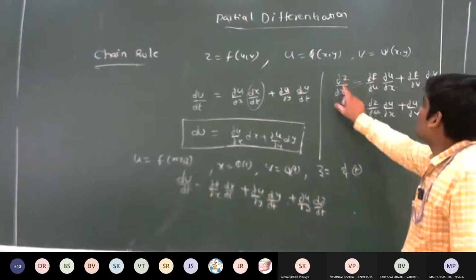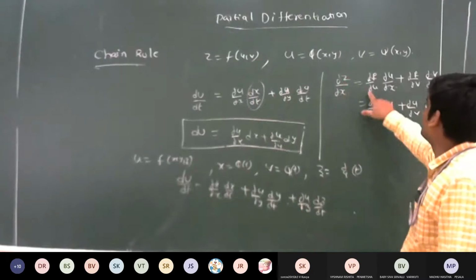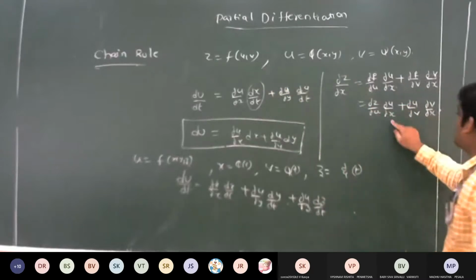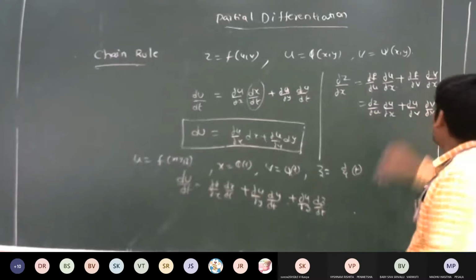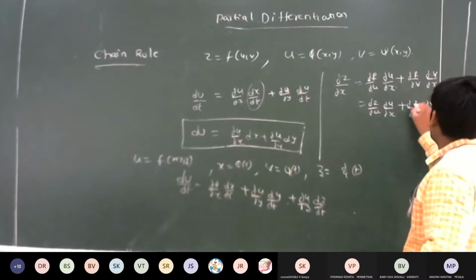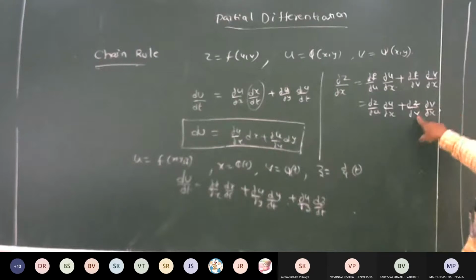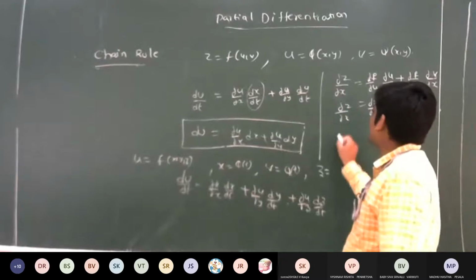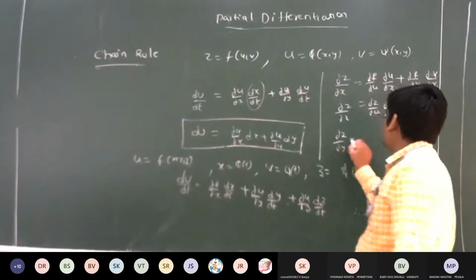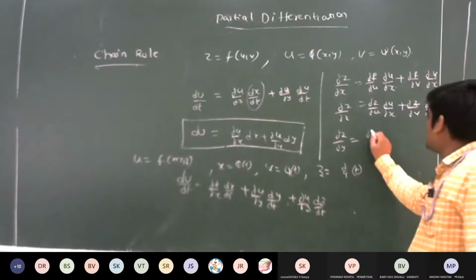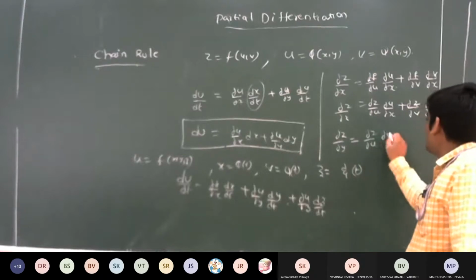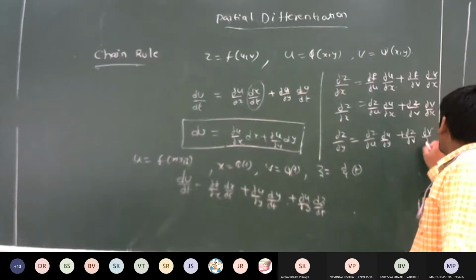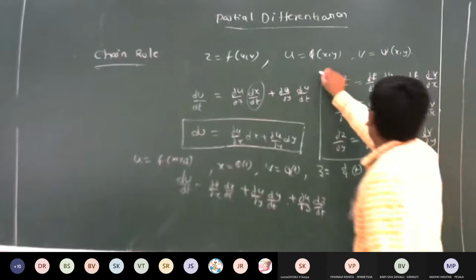So simply ∂z/∂x is equal to ∂z/∂u, next, u is a function of x and y, so ∂u/∂x, plus ∂z/∂v into ∂v/∂x. So this is nothing but ∂z/∂x. Similarly, ∂z/∂y. So what happened? ∂z/∂u into ∂u/∂y plus ∂z/∂v into ∂v/∂y. So these are the chain rule formulas.